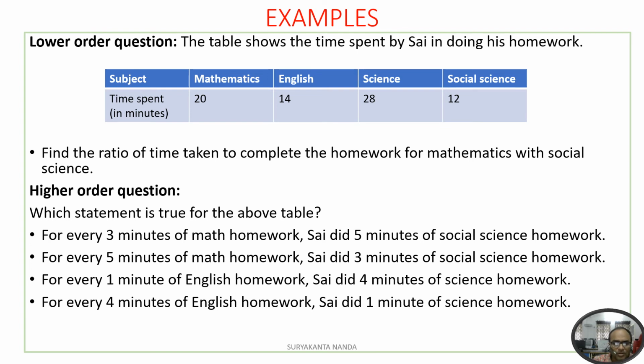From the table, which statement is true? For every 3 minutes of mathematics homework, Sai did 5 minutes of social science homework. For every 5 minutes of math homework, Sai did 3 minutes of social science homework. For every 1 minute of English homework, Sai did 4 minutes of science homework. For every 4 minutes of English homework, Sai did 1 minute of science homework. So instead of finding the ratio directly, we may ask in this way also.